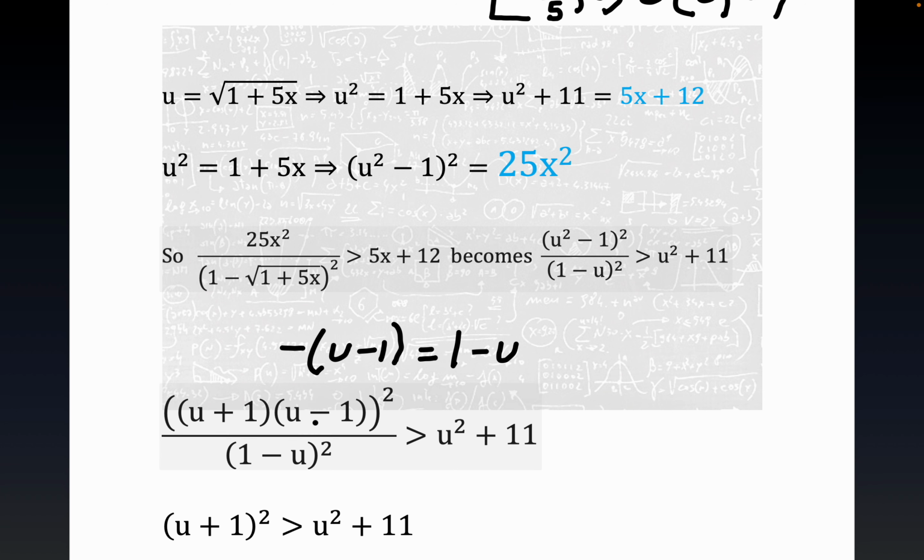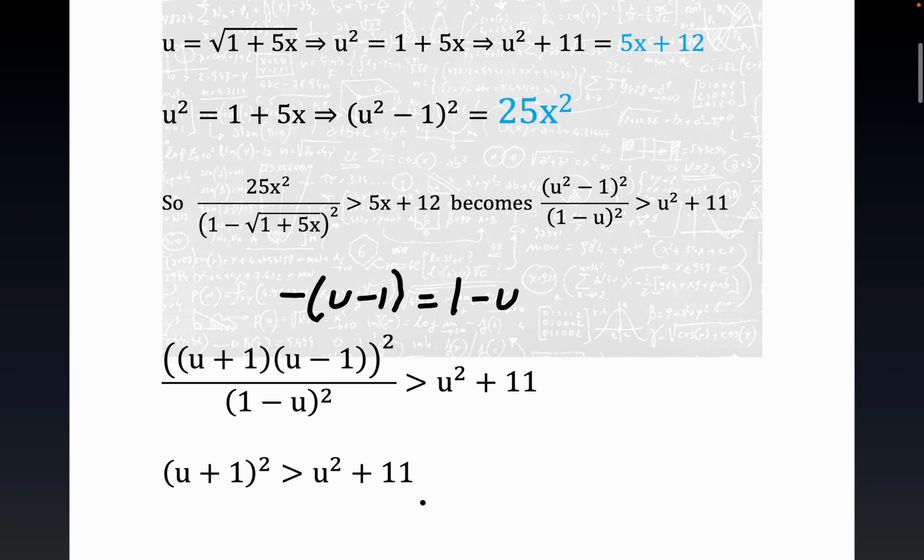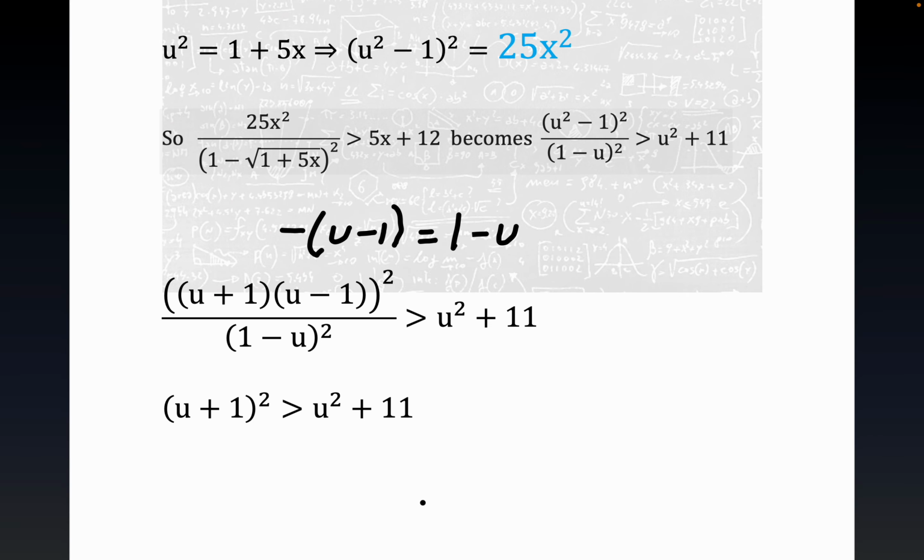So all of this just cancels, owing to the fact that when you square the minus sign, it becomes positive, but it also inverts the order of the two terms, which gets it in the proper order. What we're left with is just U plus 1 quantity squared. All of this canceled. Isn't that cool? All of this canceled owing to this truth right here.